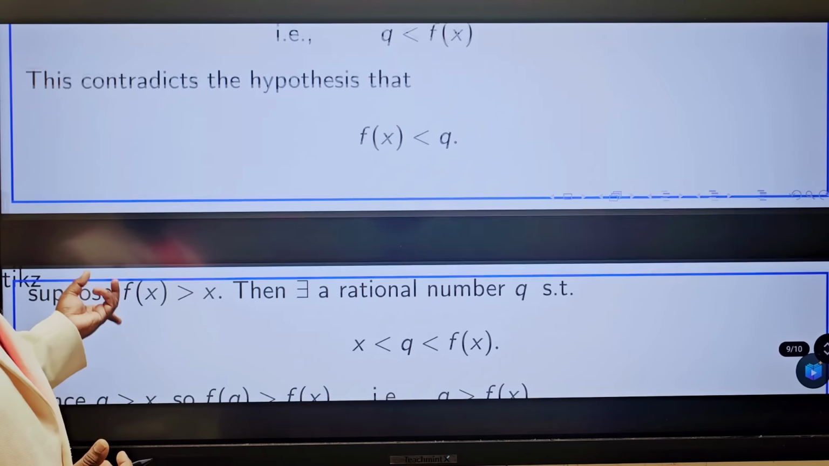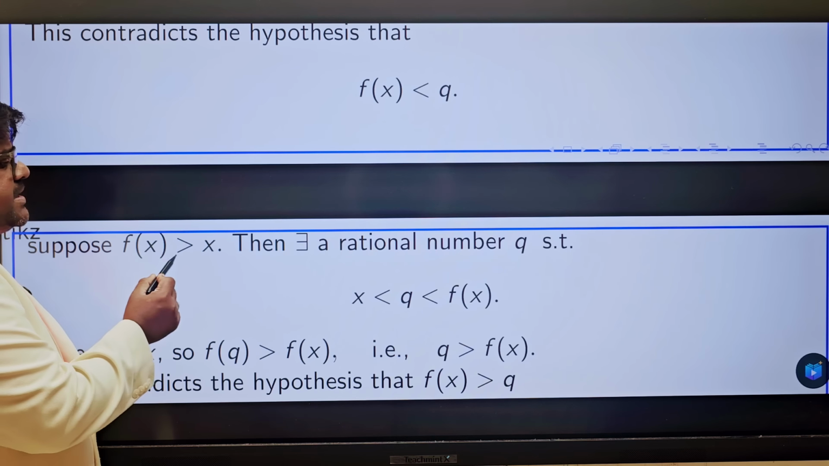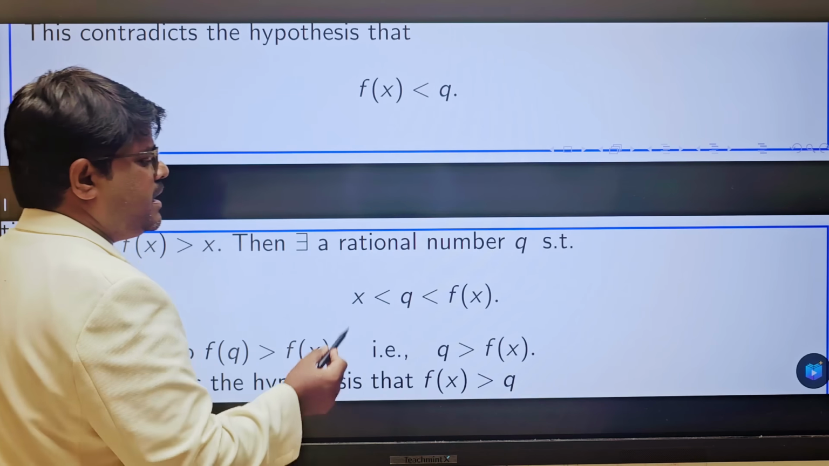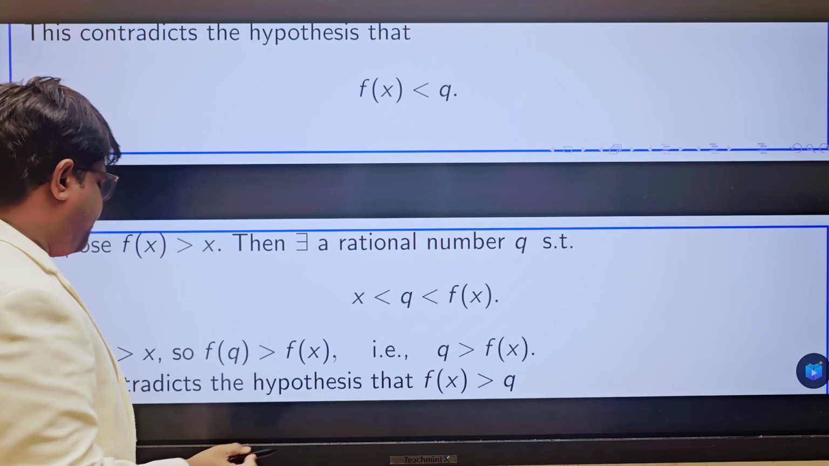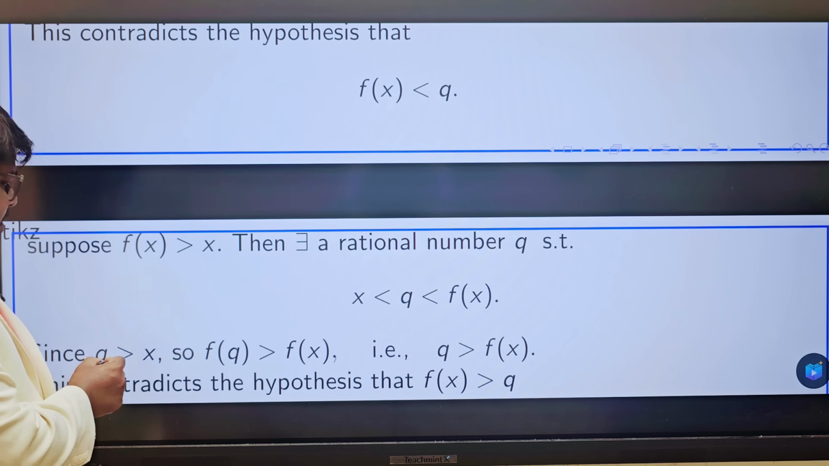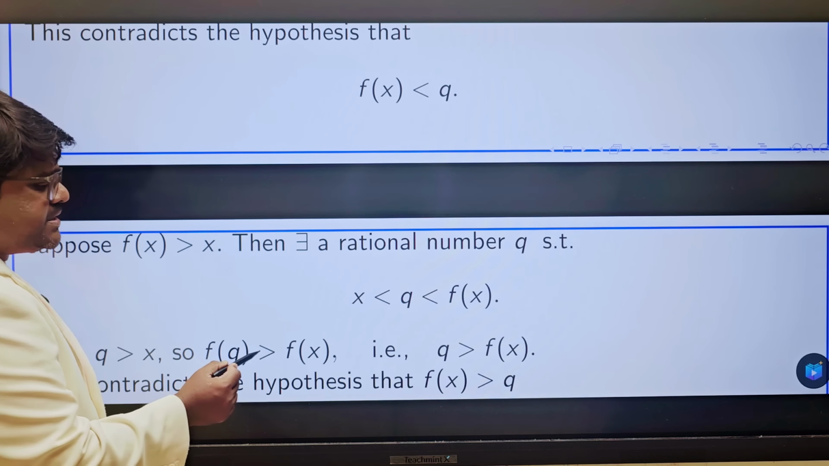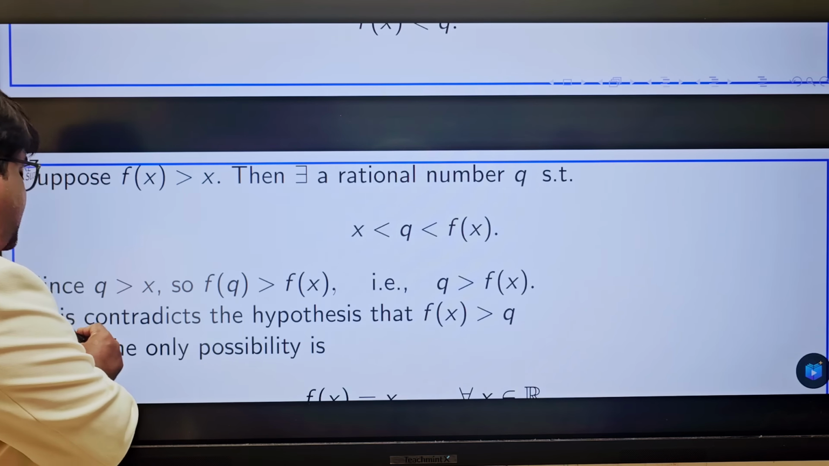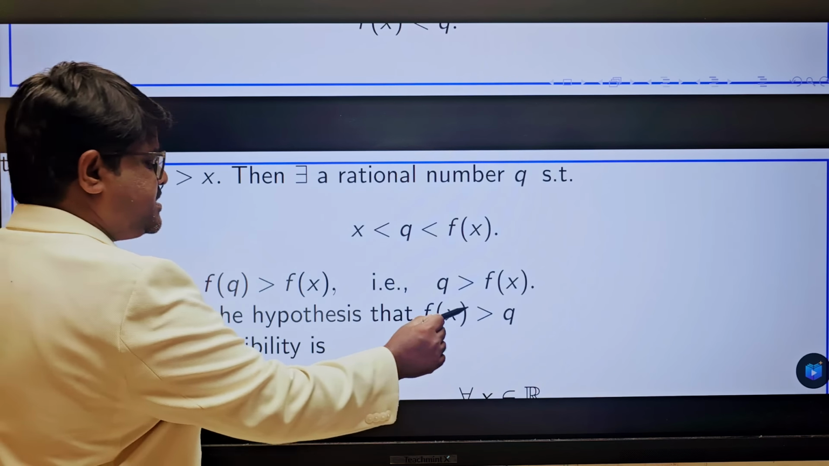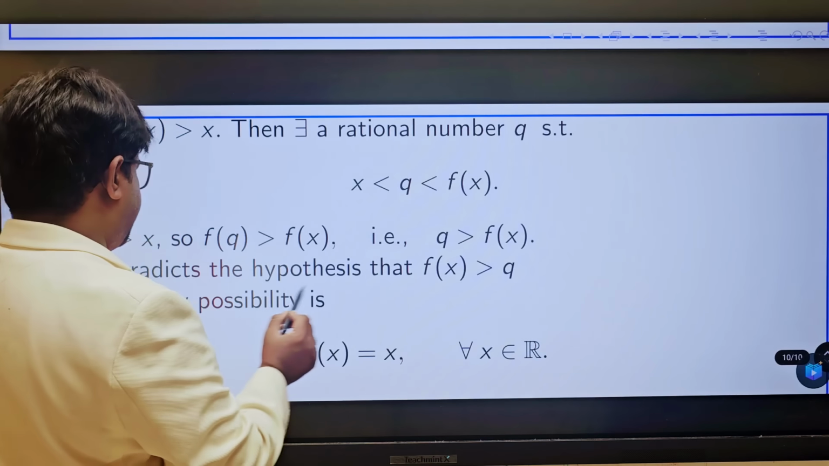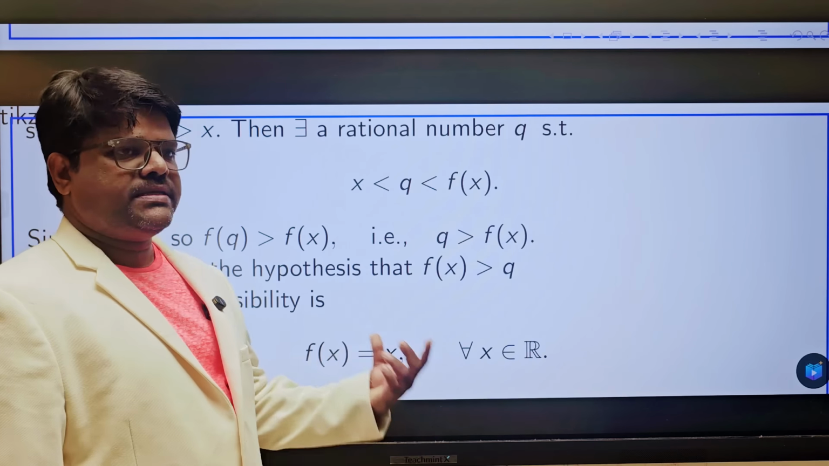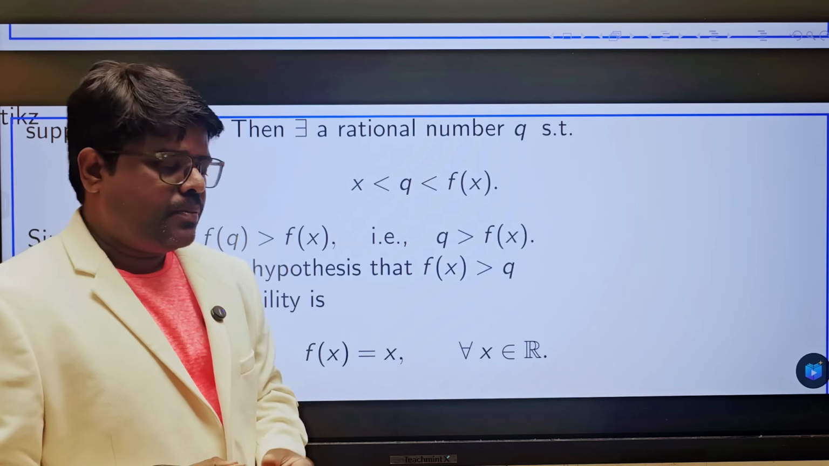Again, suppose f of x is greater than x, then there exists a rational number q such that x is less than q less than f of x. Since q is greater than x, f of q is greater than f of x, that is, q is greater than f of x. This also contradicts the hypothesis that f of x is greater than q. Hence the only possibility is that f of x equals x, where x belongs to the real numbers.